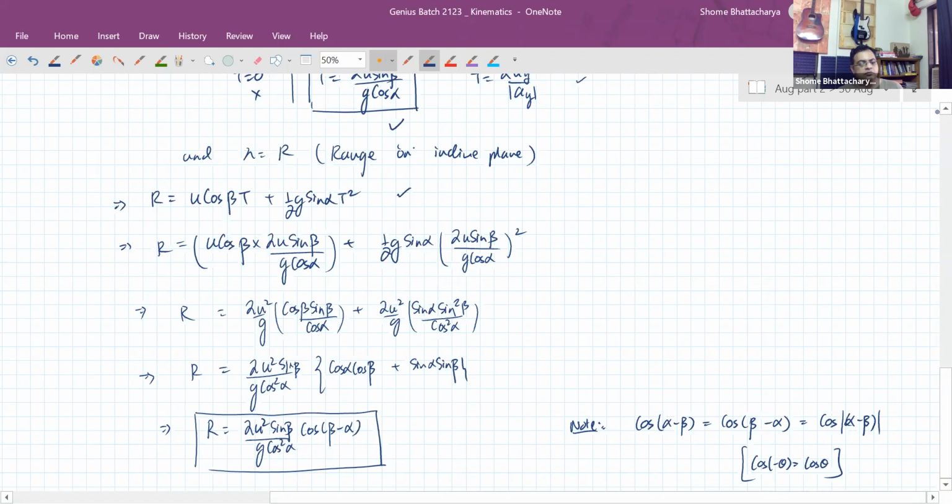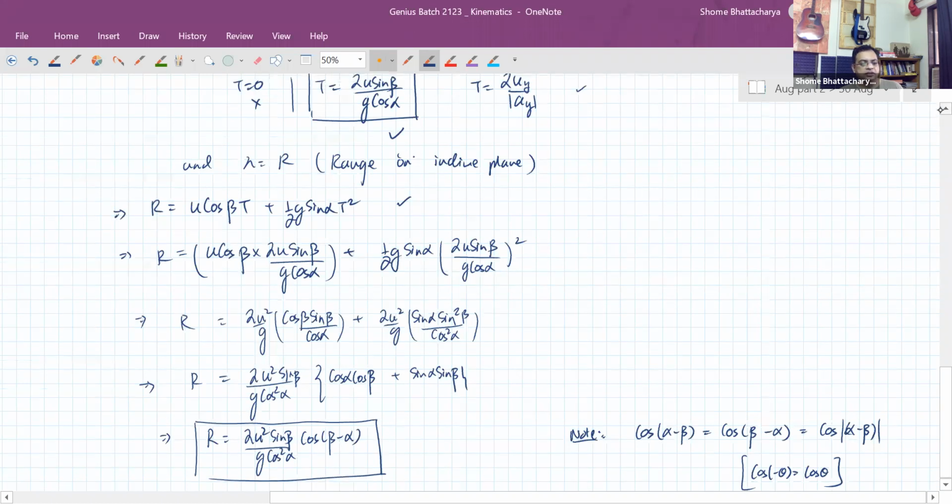So we have calculated two of the three standard parameters, time of flight and range along the inclined plane in this case. Now we need to calculate the third thing, that is the maximum distance from the inclined plane. And we also need to calculate the impact velocity.